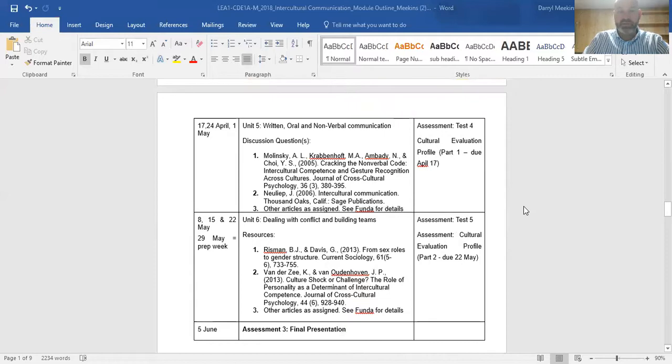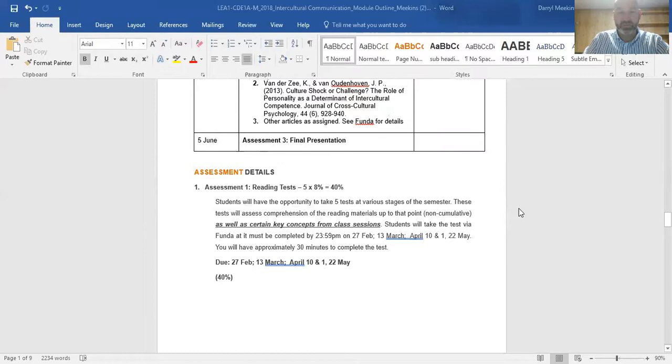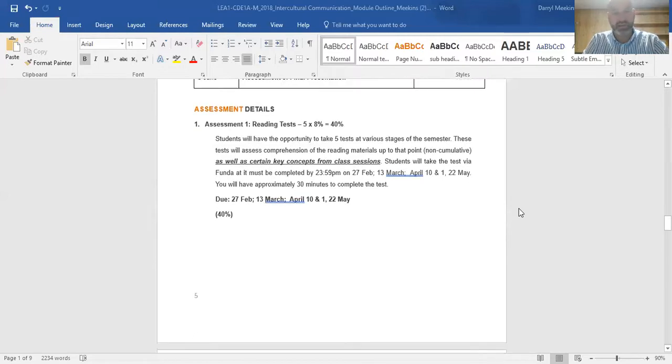As we go on through the semester, you'll notice that there are some other things that are due, and I'll talk you through those now. So quickly back to the reading tests. You will have a number of those throughout the semester. They're worth a certain amount of your grade. And these tests are required for you to take on Funda. You have a certain amount of time to take the tests.